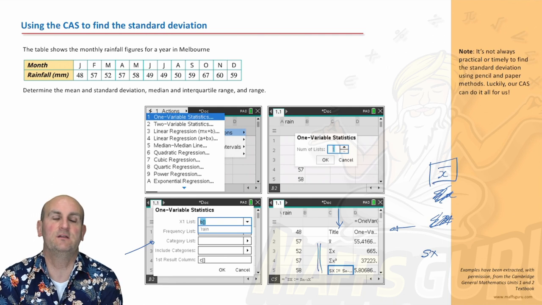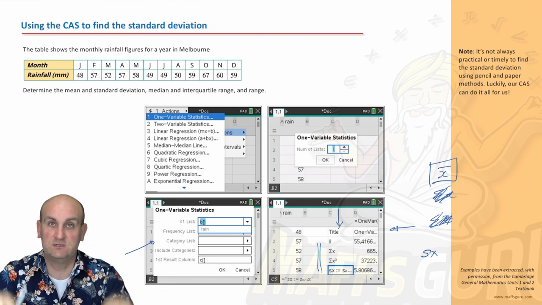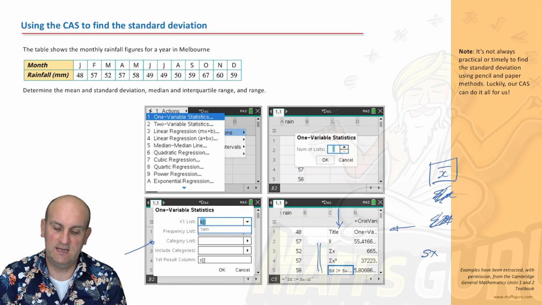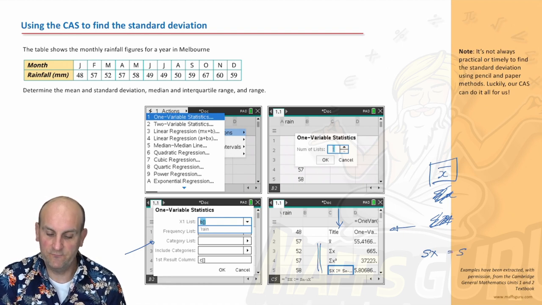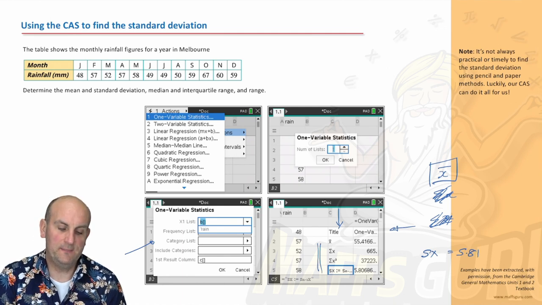If you're using the Casio ClassPad, I think you come up with an actual table. It gives you a dialog box with all the information in it. But the point of it is you're looking for SX, when this situation would be 5.81, yes? It also says determine the mean and the standard deviation, the median and the interquartile range. Well, again, all of that information is actually given in this table.